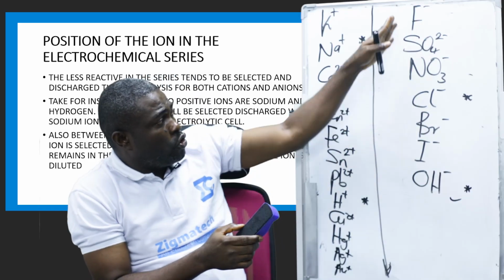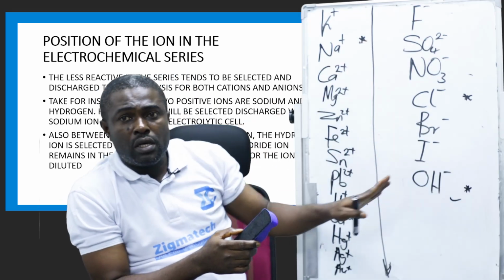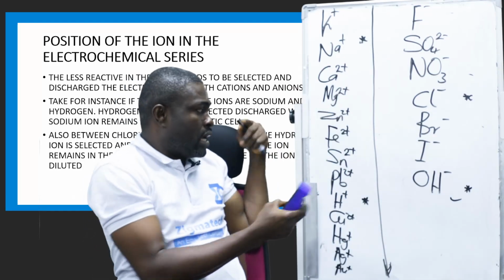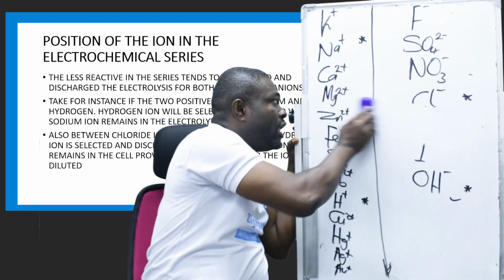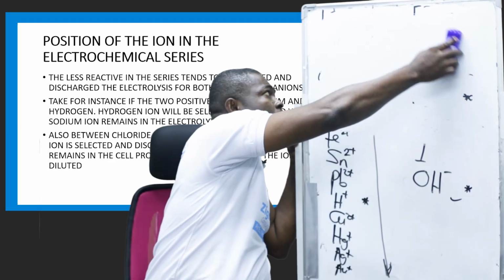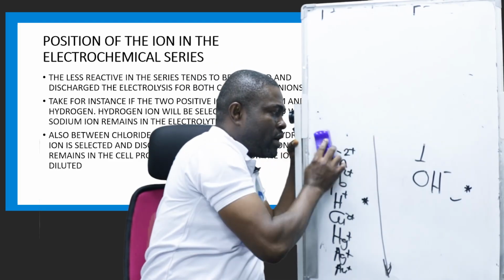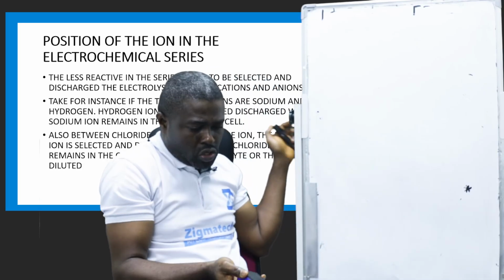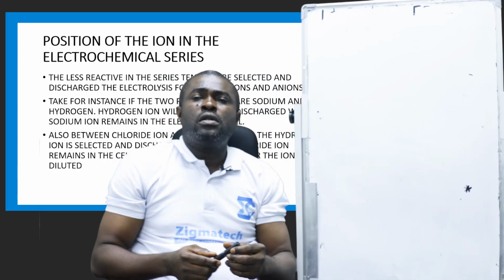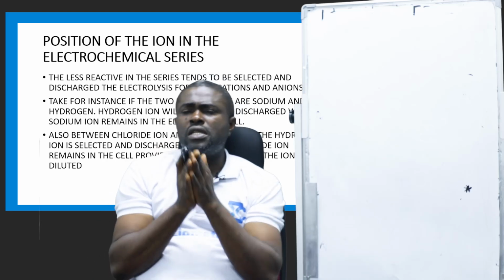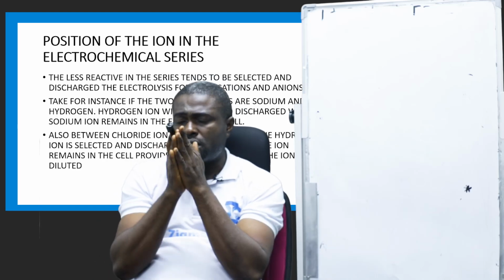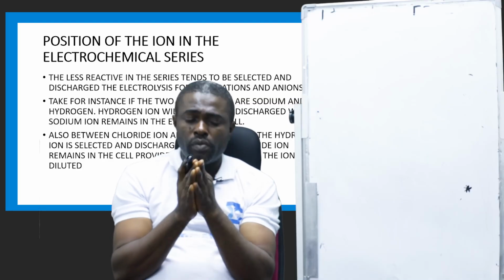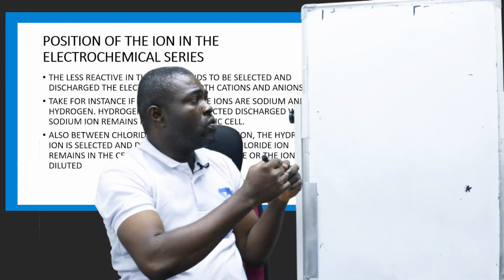I want to believe you have actually picked up this electrochemical series. Now, let me use a compound which is an ionic compound and also in aqueous form, dissolved in water. So, electrolysis of aqueous sodium chloride, dilute aqueous sodium chloride. Let's look at what happens.